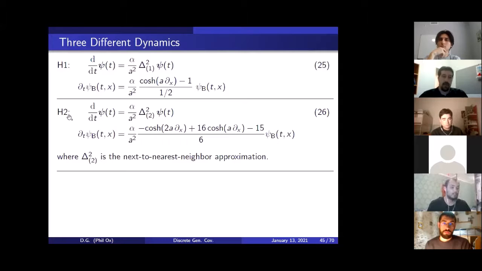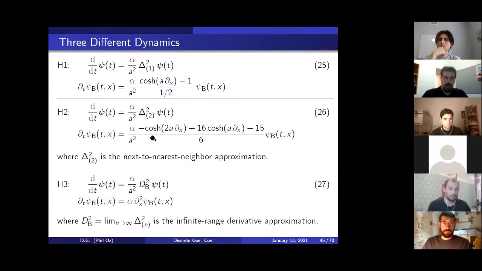It turns out that H2, the reconstruction in this case, obeys a different differential equation, this one here. And then H3 will take the limit of n going to infinity. So let's do an infinite range derivative approximation here. And it turns out in this case, the band limited thing just obeys something with just the second derivative squared. No higher derivatives show up in this particular example H3.